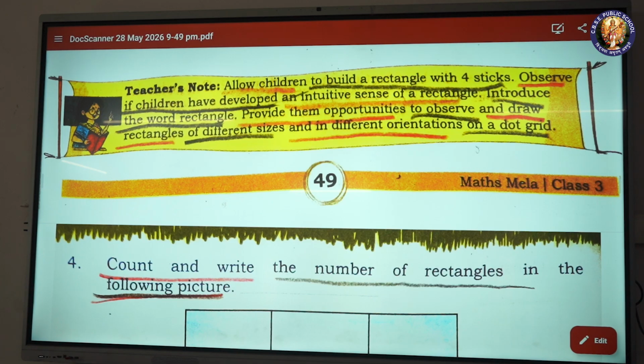Observe if children have developed an intuitive sense of a rectangle. Introduce the word rectangle. Provide them opportunities to observe and draw rectangles of different sizes and in different orientations on a dot grid.